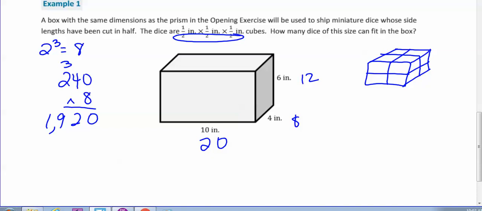So the volume of that box is not going to change despite what we put in it. All right, so if we fill it with teeny tiny little cubes, the volume doesn't change, right? If we fill it with big cubes, the volume doesn't change. It's just how many we can fit in there would change, okay? So we're going to move on to the next page.